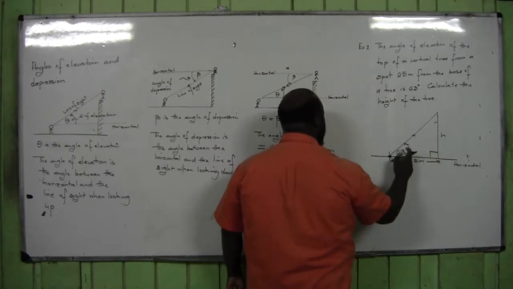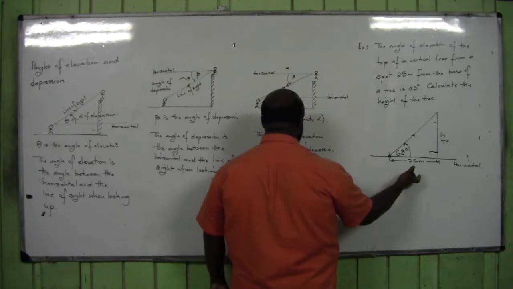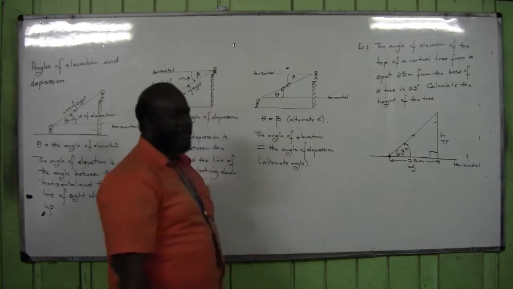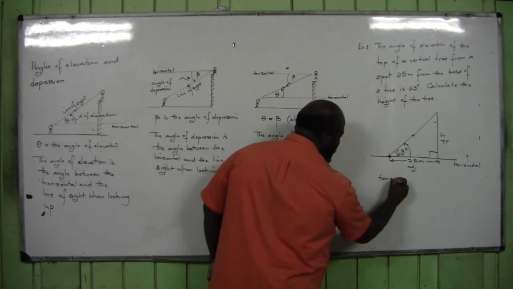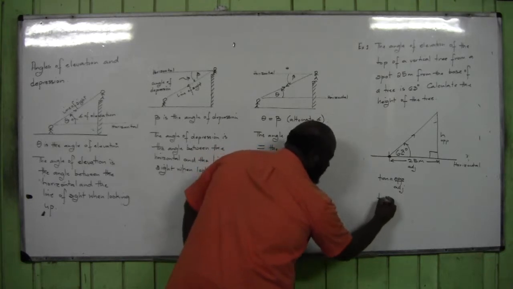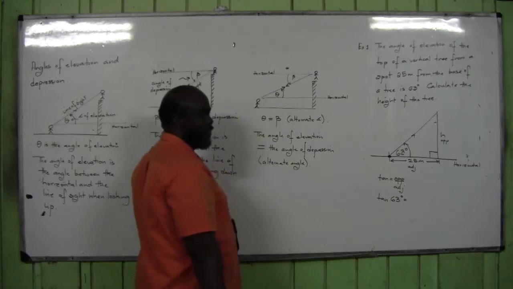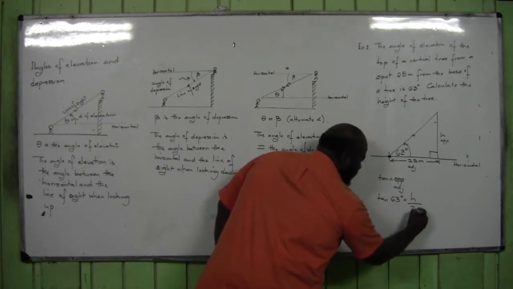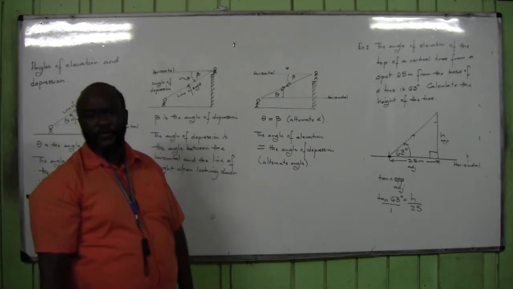What is this side to the angle? Which ratio includes opposite and adjacent? I'm going to say tan is equal to opposite over adjacent. Then the tangent of 63 degrees equals H, which is the opposite, over 25 meters. If I have one fraction equal to one fraction, what do I do?